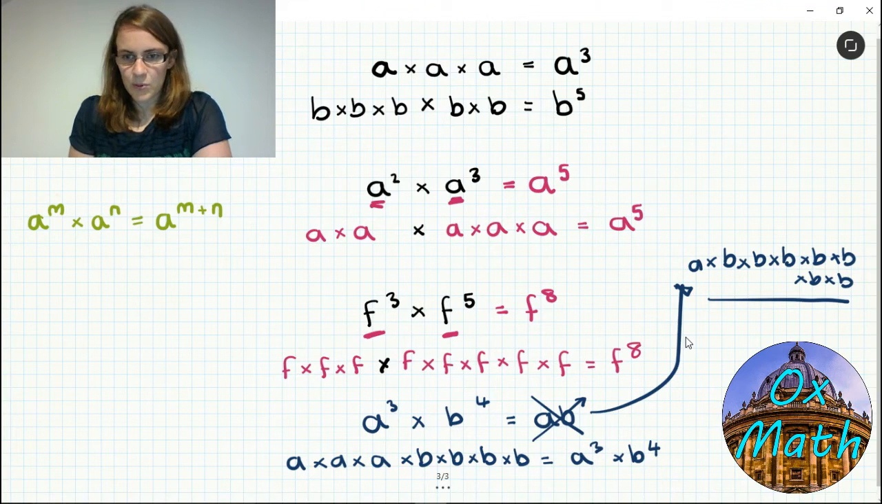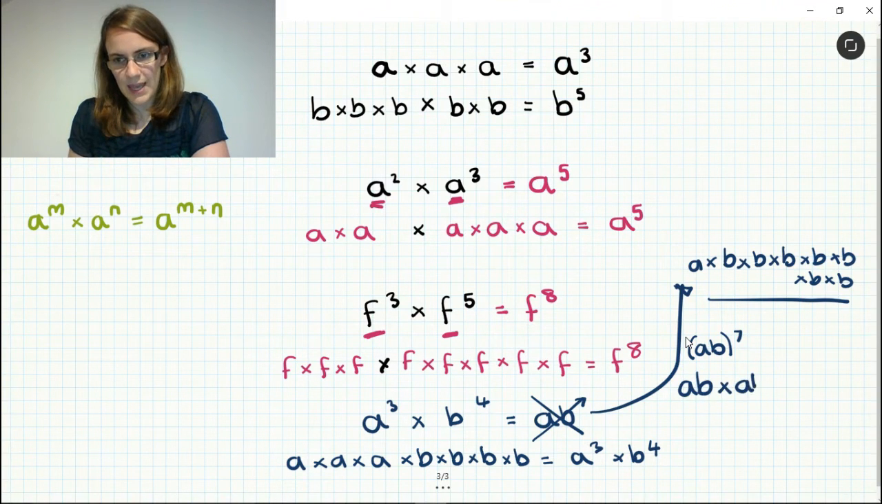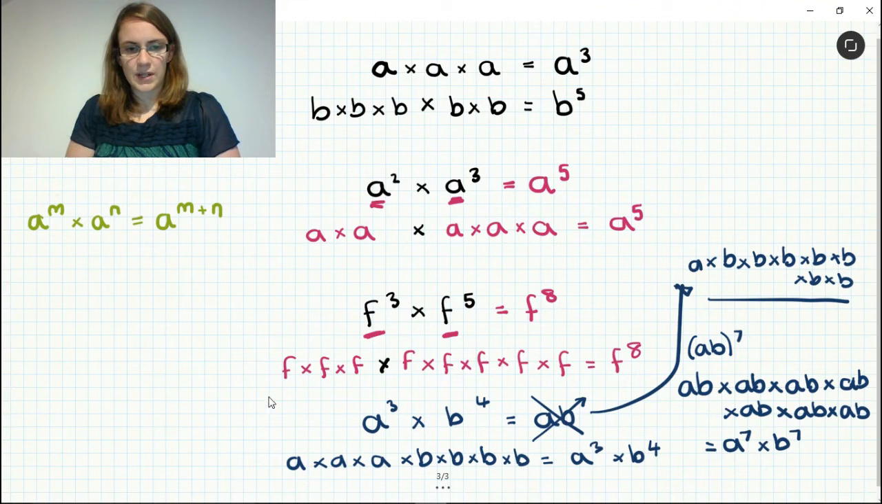You may have also thought your answer would be ab to the power 7, but that actually means ab times ab 7 times. So remember, ab just means a times b, so this means that we've actually got a 7 times and b 7 times. Again, nowhere near our original expression of a cubed times b to the power 4, which meant we used a 3 times and b 4 times. So just be really careful. You can only use the indices laws if your bases are the same. If they are different bases, you cannot simplify them.